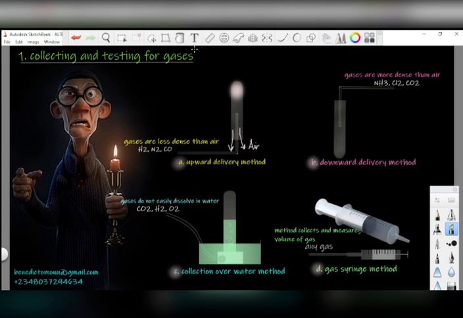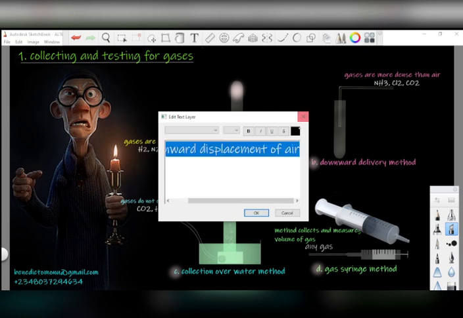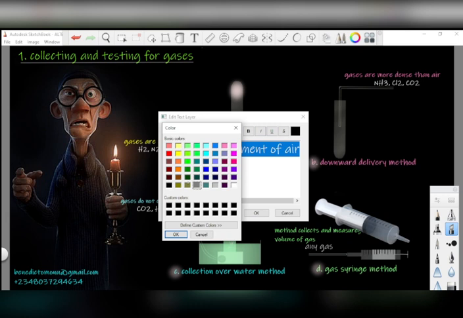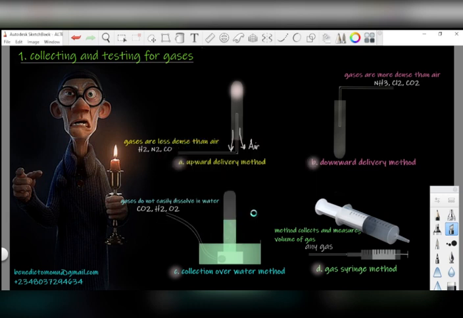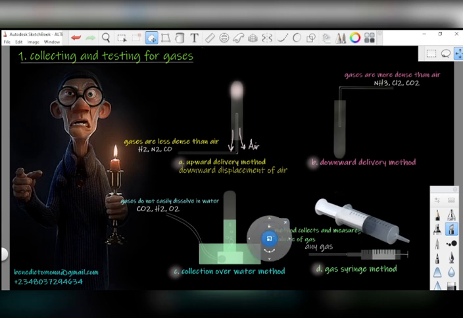So an alternative way of calling this upward delivery method, we can also call it downward displacement of air. So it's also called downward displacement of air method. But to be safe, we just look at them as upward delivery, downward delivery. But when we're looking at displacement of air, this method is downward displacement of air.